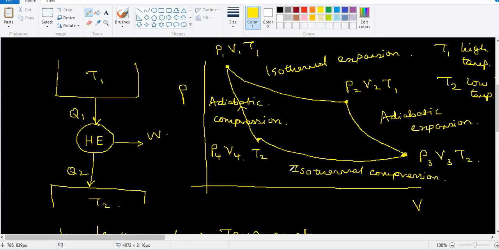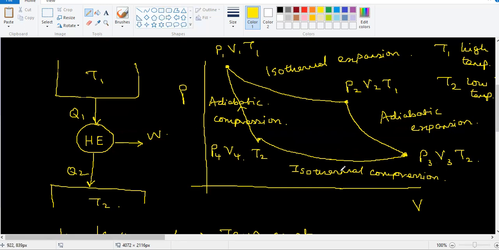By the time you compress this, you bring it back to the same point. And this is what we call a cyclic process. So this is what Carnot says. What Carnot says is, if you had a 4-stroke engine like this, then you will have the maximum efficiency.